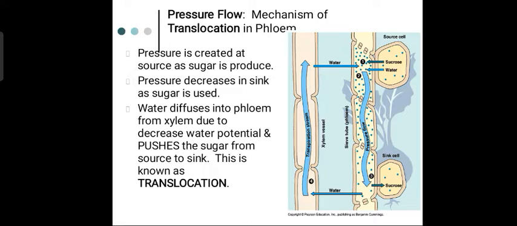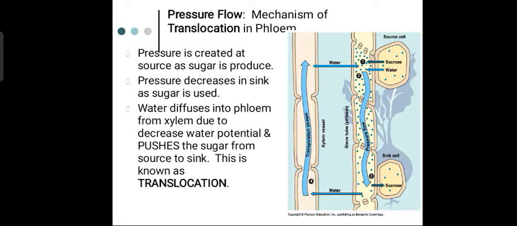It means that at a spot like the sink, the use of sugar is more than in other parts, so it creates a deficiency. When deficiency is created at the sink point, it creates a loss of pressure. So the loss or decrease of pressure stimulates the movement of glucose toward the sink point. Water diffuses into the phloem from the xylem due to decreased water potential and pushes the sugar from source to sink. This is known as translocation.